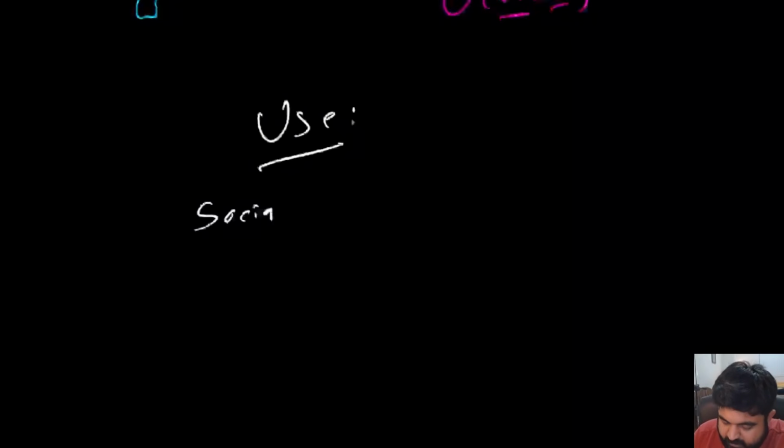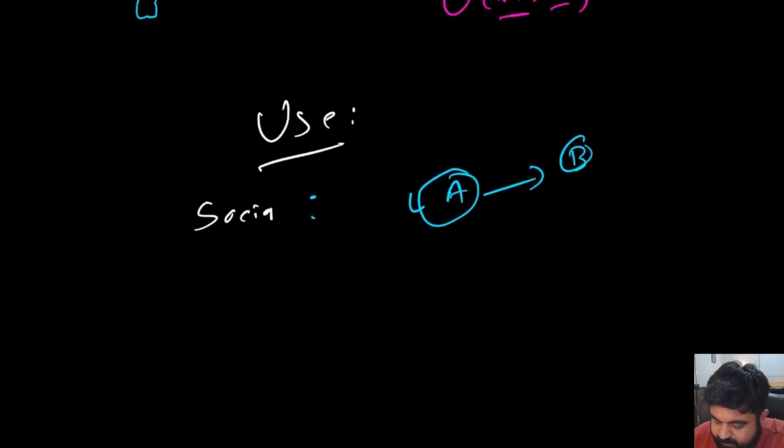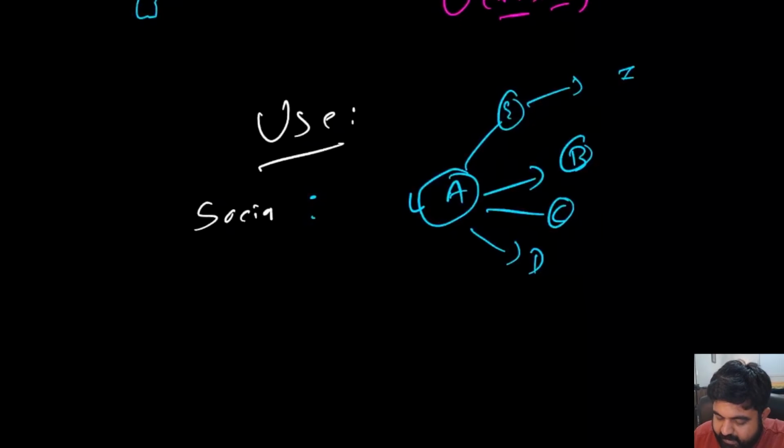Now let's see what the use cases are when you have to use graphs. Number one use case is actually social network. So in a social network we know that, let's say my name is person A. So person A can be friends with many other people. So I can be friends with B, I can be friends with C, I can be friends with D, I can be friends with E, something like that, right? And E can have their own separate friends. So E can have friends F and Z and all of that.